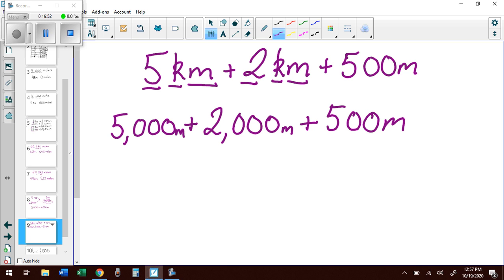Am I adding only meters now? I'm adding a meter plus a meter plus a meter. It would be like saying, it'd be adding whales and blowfish to figure out how many sharks are in the sea. You want to make sure that your labels are the same. So I'm adding meters plus meters plus meters. So I'm going to have meters as an answer. 5,000 plus 2,000. 5 plus 2 is 7,000 meters.